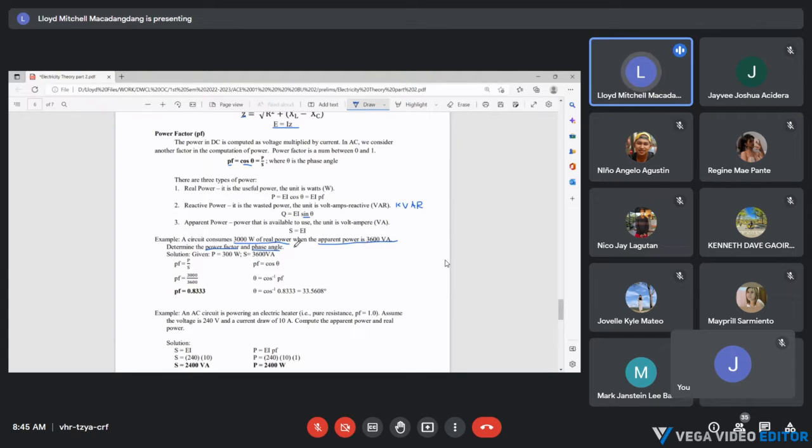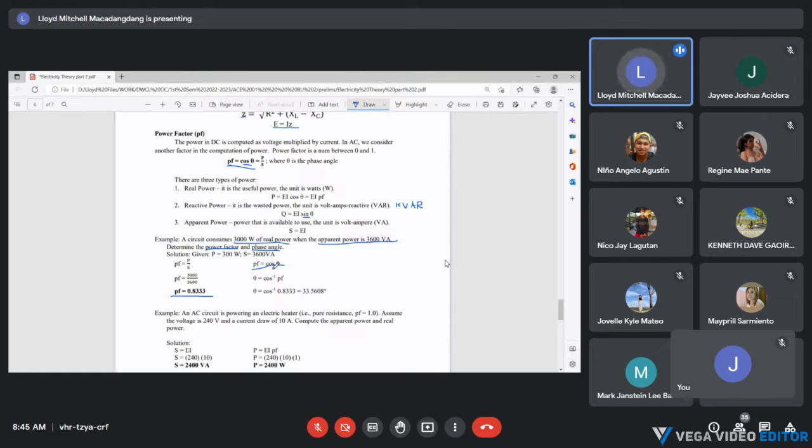So direct substitution. So power factor is equals to real power all over the apparent power. So it is equals to 3,000 over 3,600. Makukuha na natin si power factor at 0.8333, unitless. So after natin makuha si power factor, kunin na natin si phase angle using yung formula na power factor is equals to cosine theta.